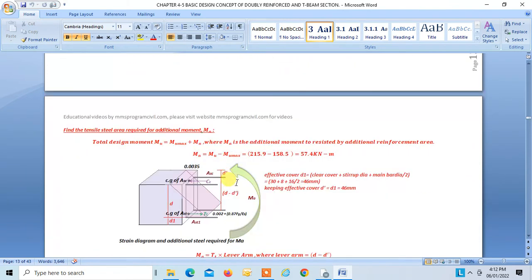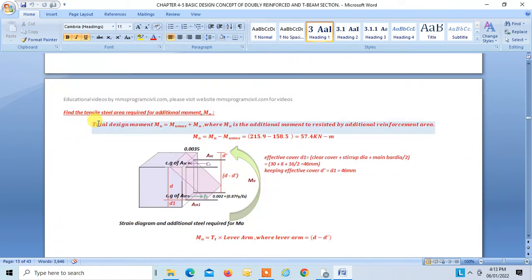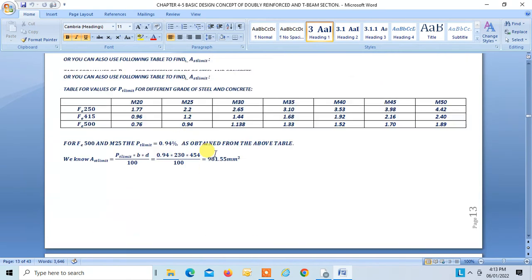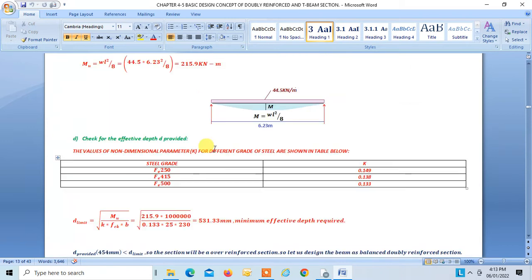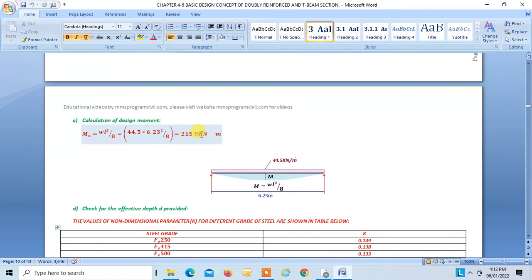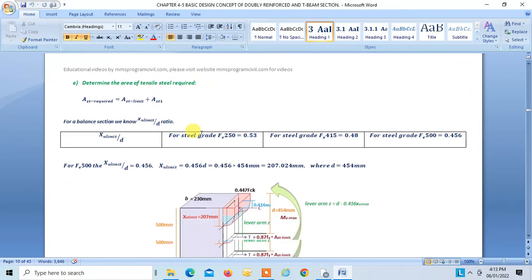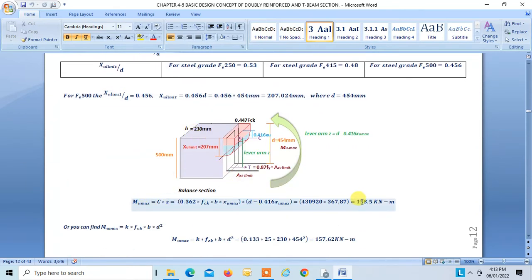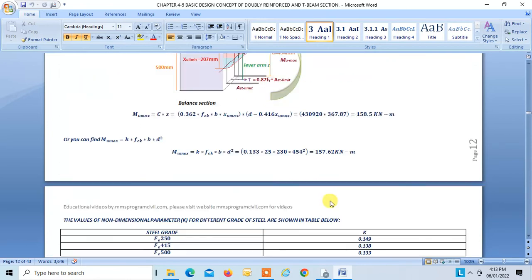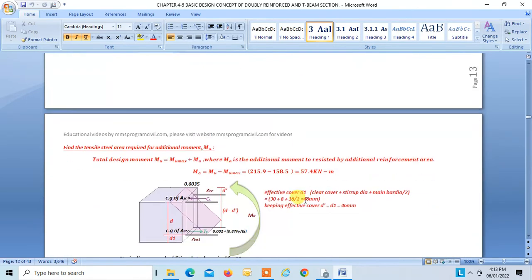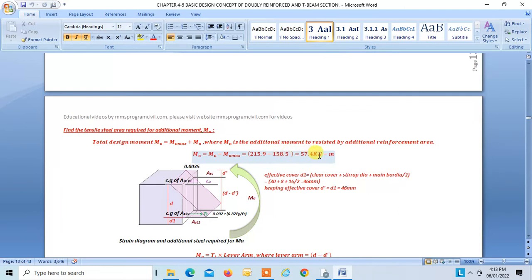Now we will have to find AST1. Simple. First we have to find the additional moment. So additional moment is MU minus MU max. Our design moment, which we found from analysis, is 215.9, and MU max is something which we found over here for the balanced section, that is 158.5. So both these values we are going to take over here. This minus this is equal to 57.4. So this is your additional moment.